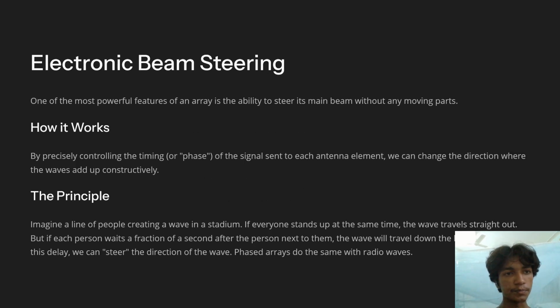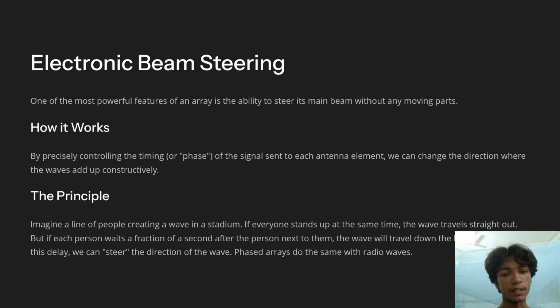Electronic beam steering. One of the most powerful features of an array is the ability to steer its main beam without moving any parts. So, how does it work? By precisely controlling the timing or phase of the signal sent to each antenna element, you can change the direction where the waves add up constructively.